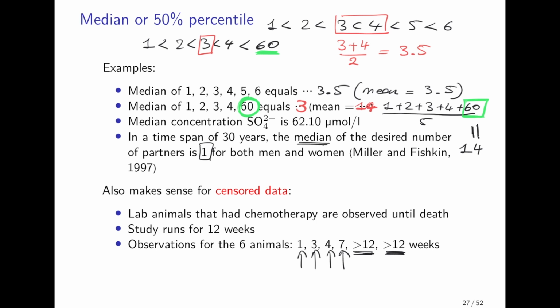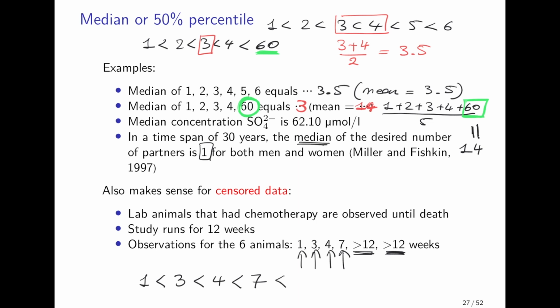The only thing that we can say is that its lifetime is bigger than 12 weeks. Even though we don't know the exact lifetime, we can still compute the median lifetime of the animals. Why? Because we can sort this data set. We can say 1 is less than 3, is less than 4, is less than 7. And then what do we do with bigger than 12 and bigger than 12?